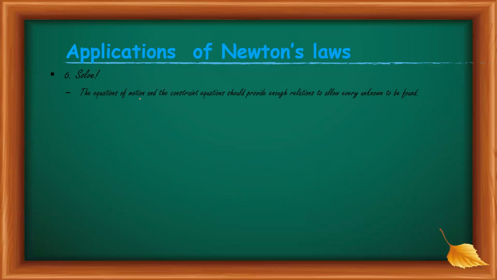The equations of motion and the constraint equations should provide enough relations to allow every unknown to be found. If an equation is overlooked, however, there will be too few equations for a solution. This is a signal that you need to look further.